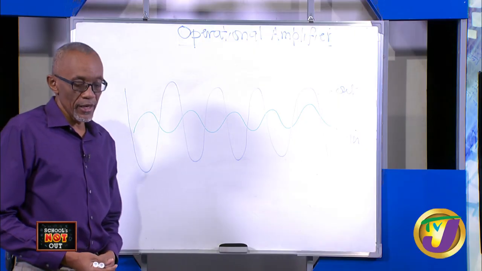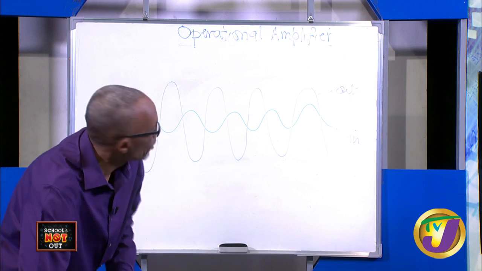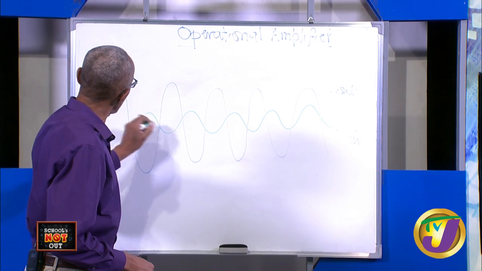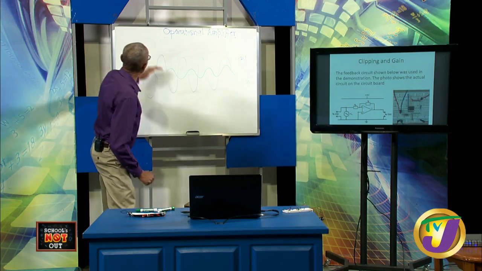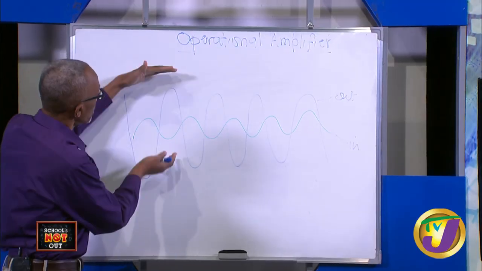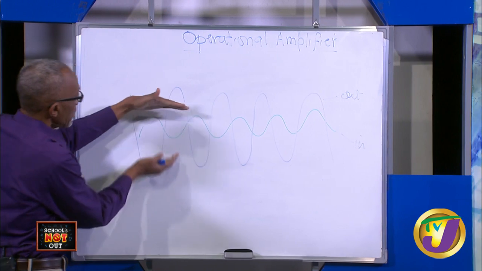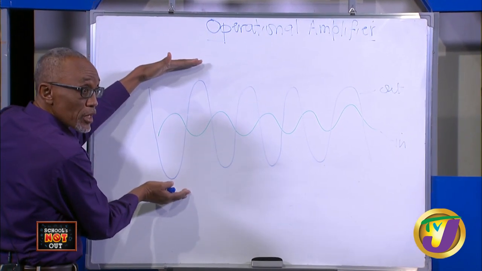Now, if we continue to increase the input somewhat, what will happen? The output will begin to increase as well. So the peak voltage will increase as the peak voltage of the input increases.